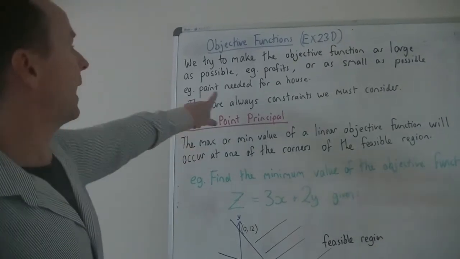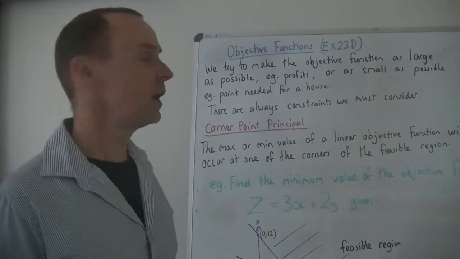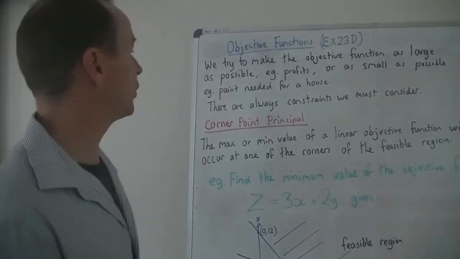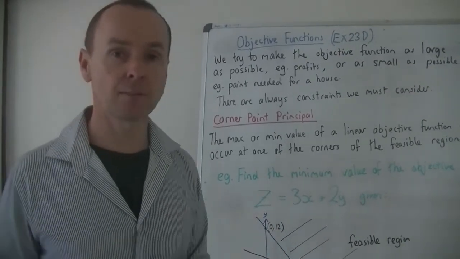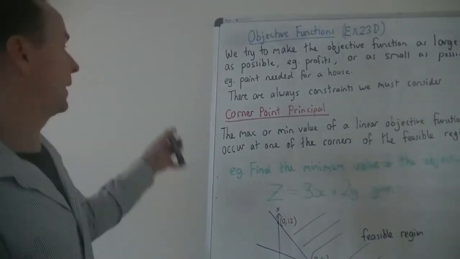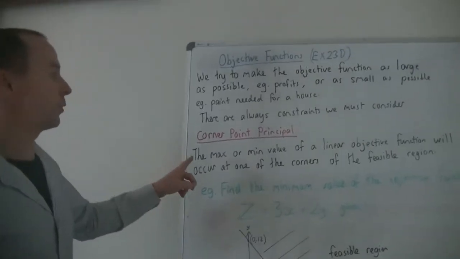Or if it's something like how much paint do we need to paint a house, you want to minimise it. So obviously you don't want wasted paint. So an objective function can be either maximised, depending on the question, or you want to minimise it. Okay, so what does it mean? Again, we're using the corner point principle.